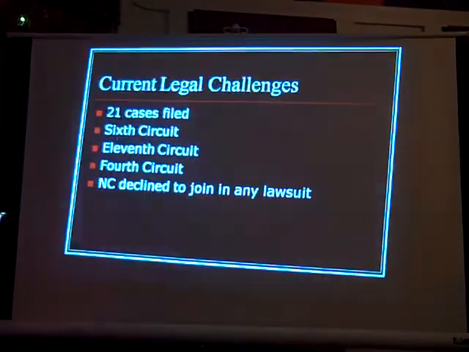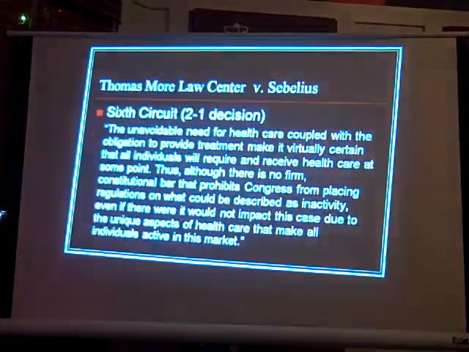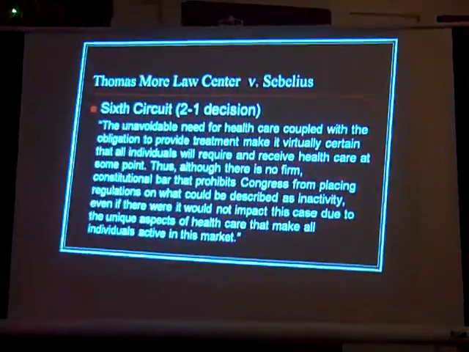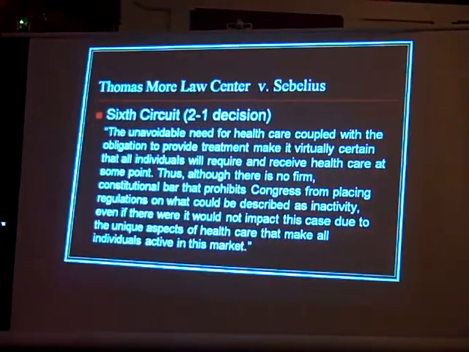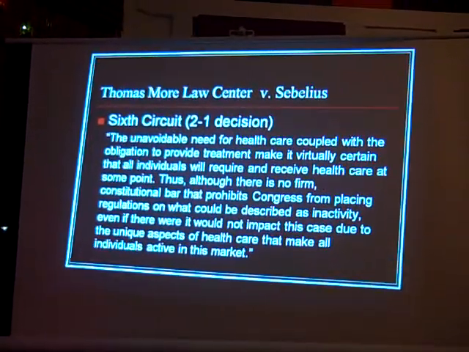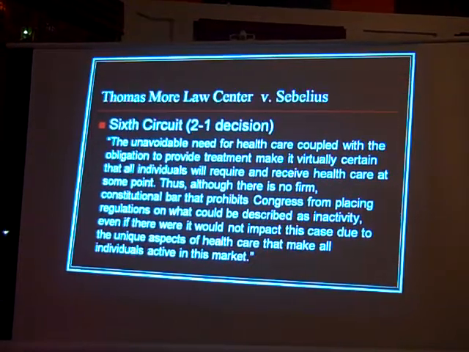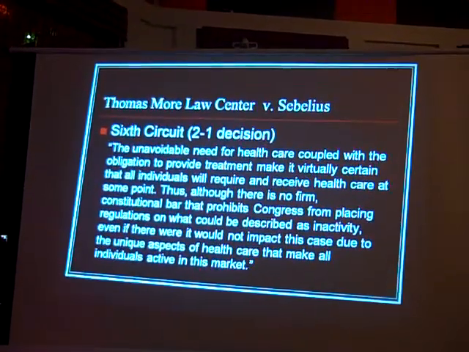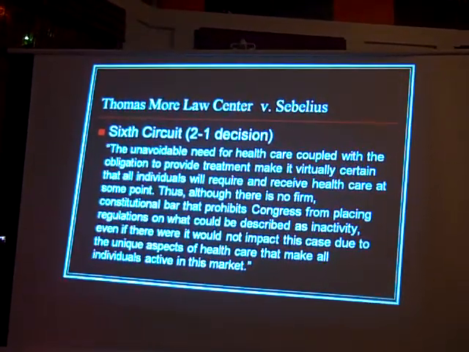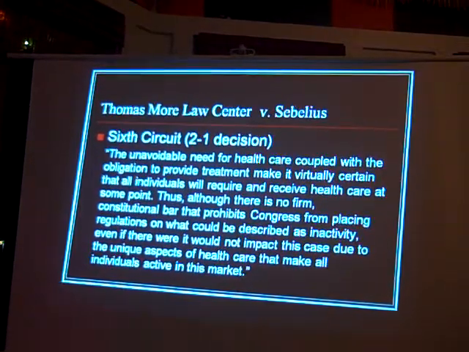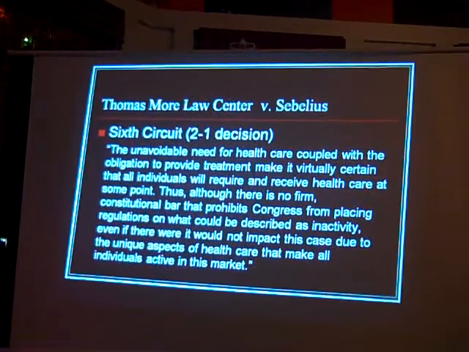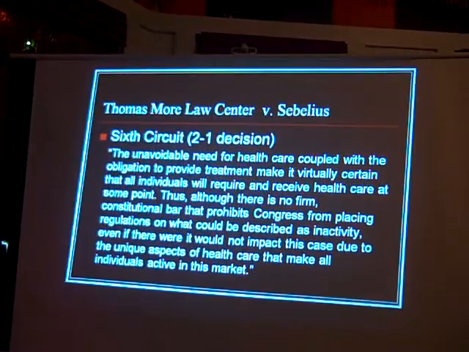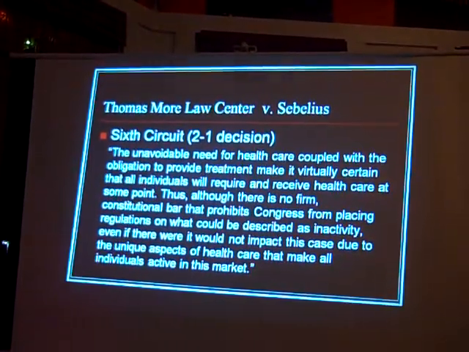Okay, let me take the different circuit court cases one by one. All right, so the Sixth Circuit case, you had a 3-judge panel, and in a 2-1 decision, it basically upheld, it said that Obamacare was constitutional. And it's important to see what they're arguing. I'm going to read this, if it takes a little while.